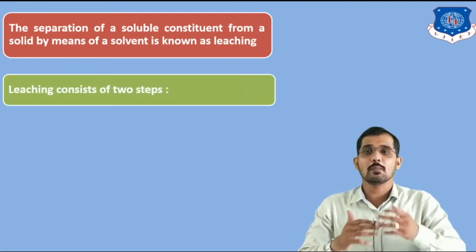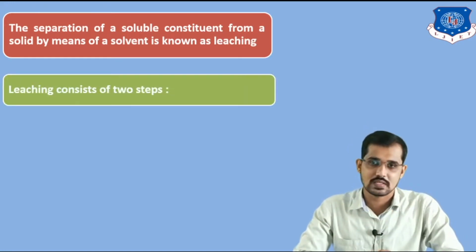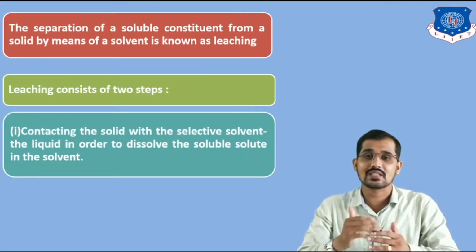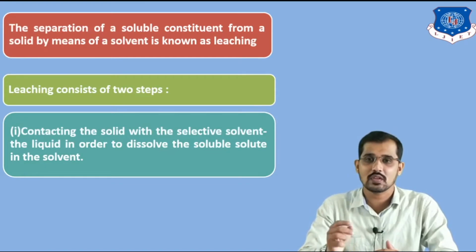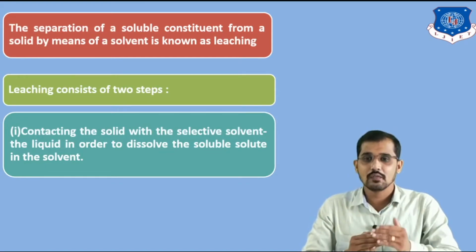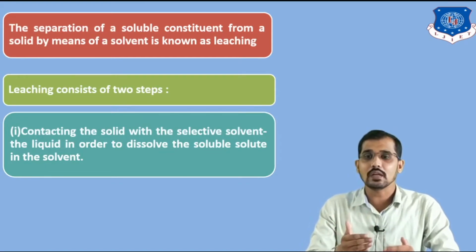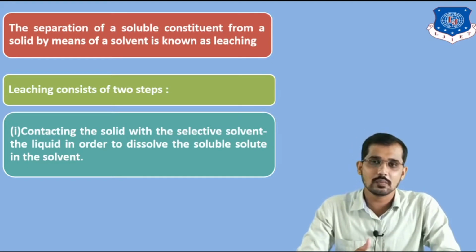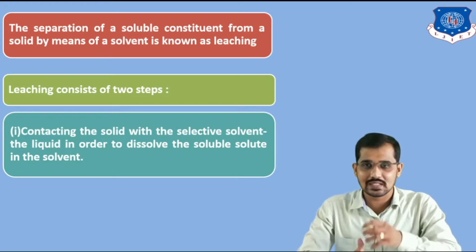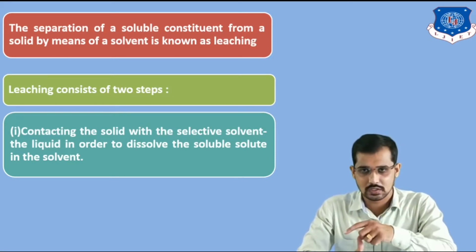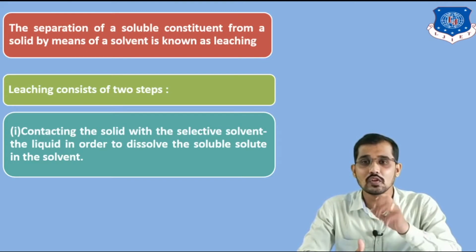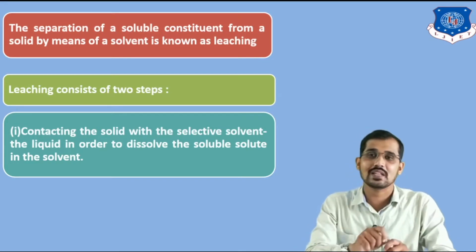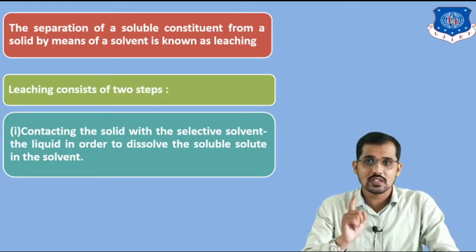Now we will see some important steps involved in the leaching process. You can see here, the first step is contacting our solid with the extracting solvent. According to the first step, contacting the solid with the selective solvent, the liquid, in order to dissolve the soluble solute in the solvent. What is the meaning of this? It means if you want to extract some component or solute particle from the solid, you are going to contact that whole solid with the extracting solvent. Okay, so this is the first step.